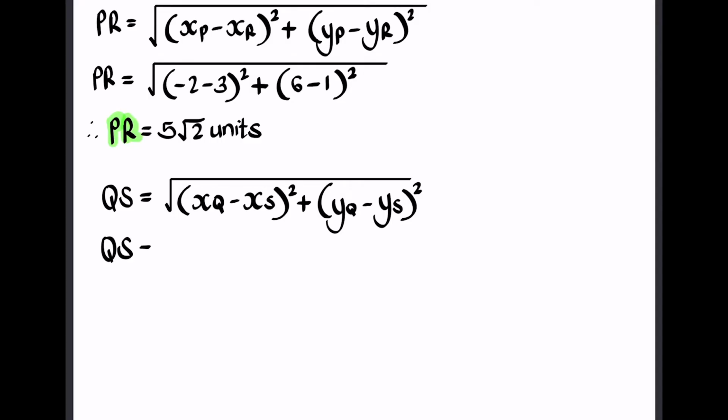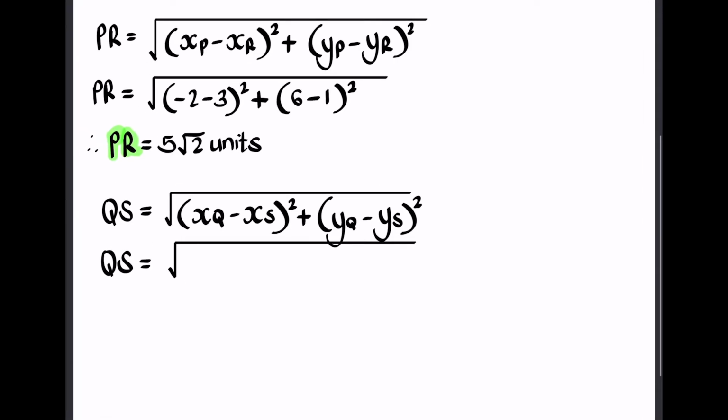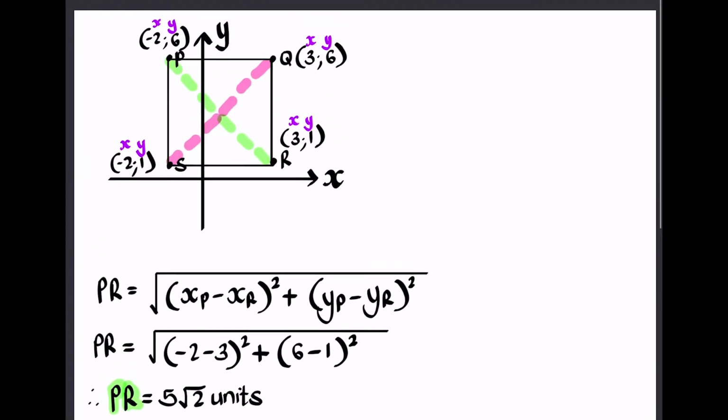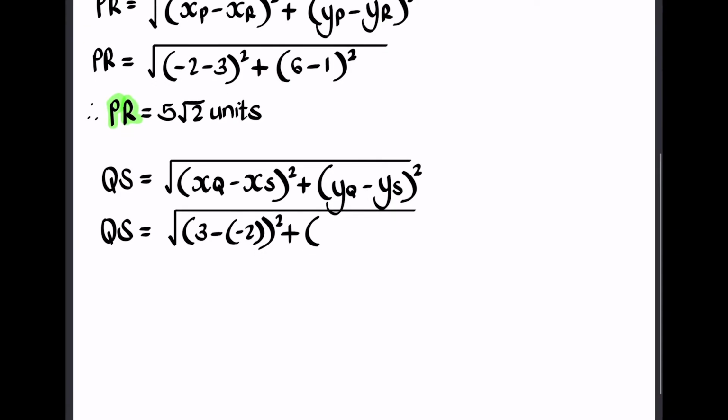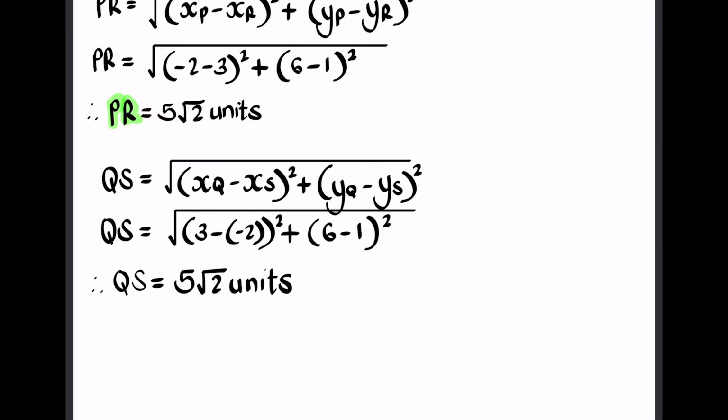So QS is equal to the square root of the x of Q, which is 3, minus the x of S, which is negative 2, so I'm putting that into a second bracket, squaring that, plus the y of Q, which is 6, minus the y of S, which is 1, and that's squared. Therefore, QS is equal to, when I put it into my calculator, I get an answer of 5 root 2 units, or the same as the square root of 50.